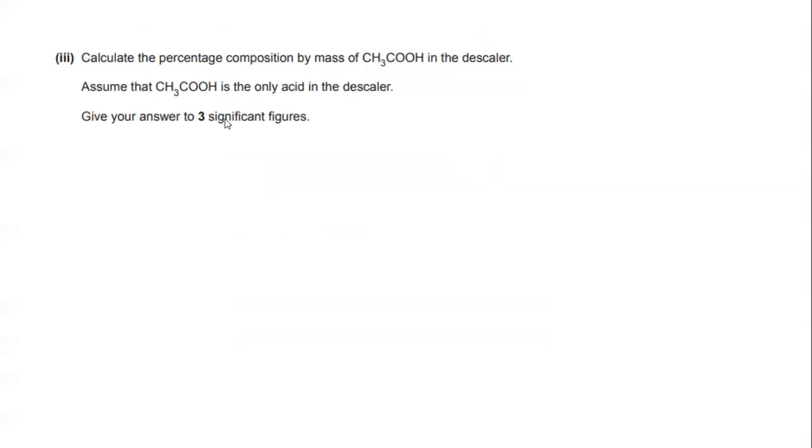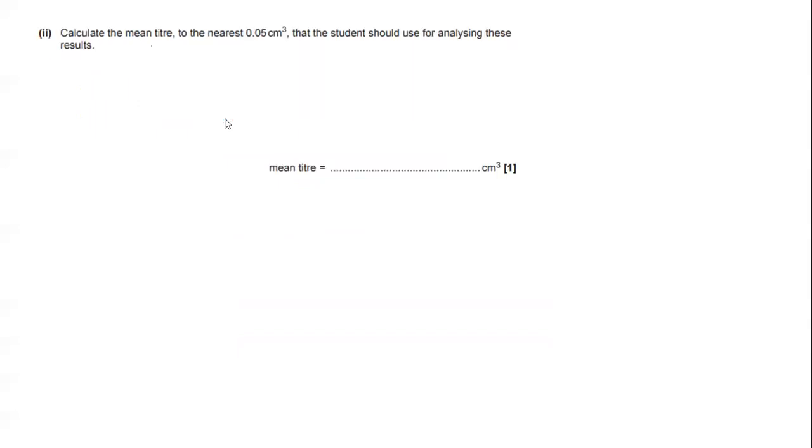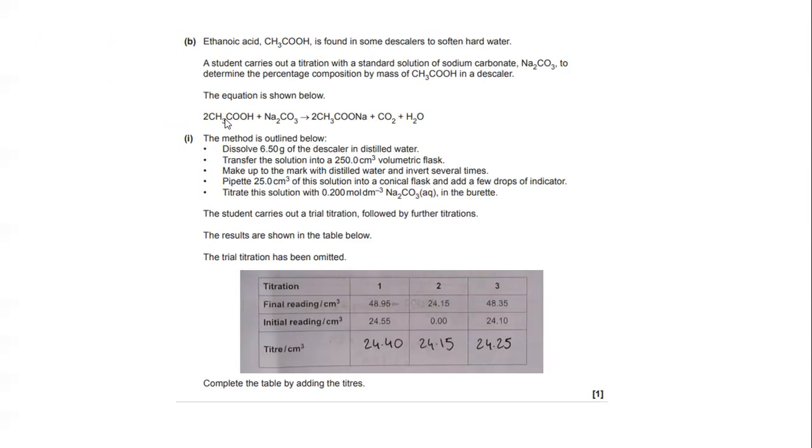And then calculate the composition by mass of CH3COOH in the descaler. Assume that CH3COOH is the only acid in the descaler. So here we have this mean titer, and that is the solution of Na2CO3. Therefore, we can calculate the number of mole of Na2CO3. We have the volume, we have the concentration. Then we know from the equation that we have a 2-to-1 ratio, so we can also calculate the number of mole of CH3COOH, and that would be in 25 centimeter cube.